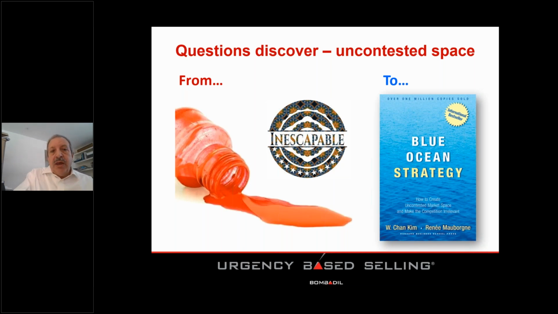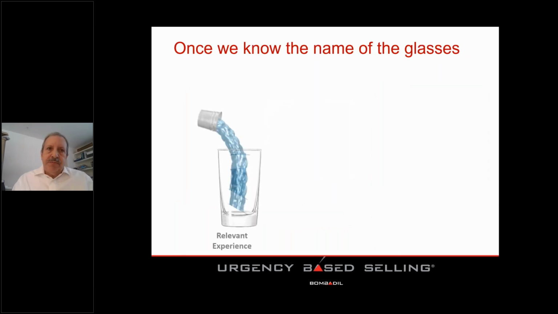So red ocean, you're going to lose money, it's cutthroat competition. Blue ocean, uncontested space, tranquil waters, reasonable profits. So one of the most important parts of our selling process is not only to discover the closing conditions, but to create uncontested space. And when we do that, we're selling without objections.